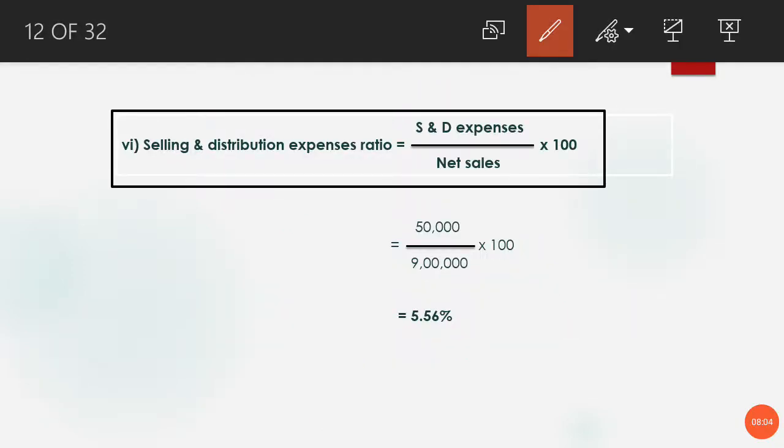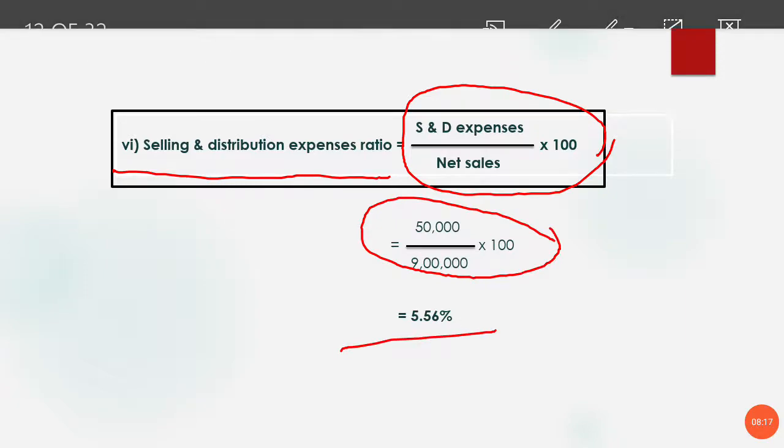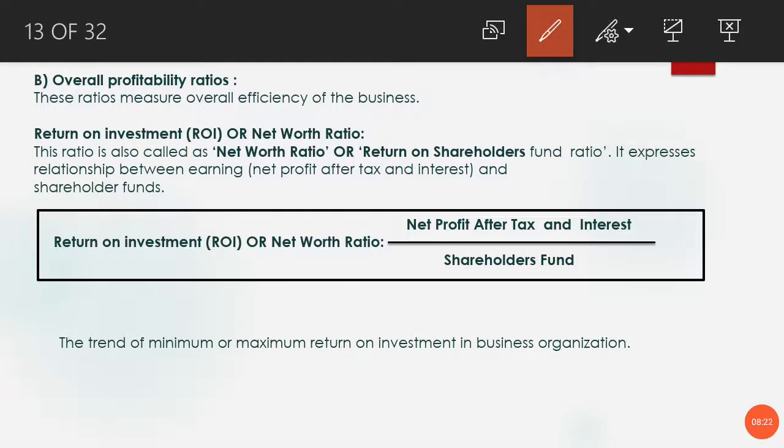6. Selling and distribution expenses ratio. Selling and distribution expense divided by net sales into 100. 50,000 divided by 9 lakh into 100 is equal to 5.56%.